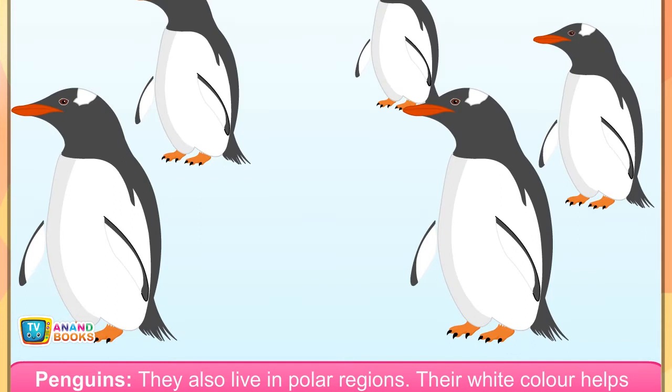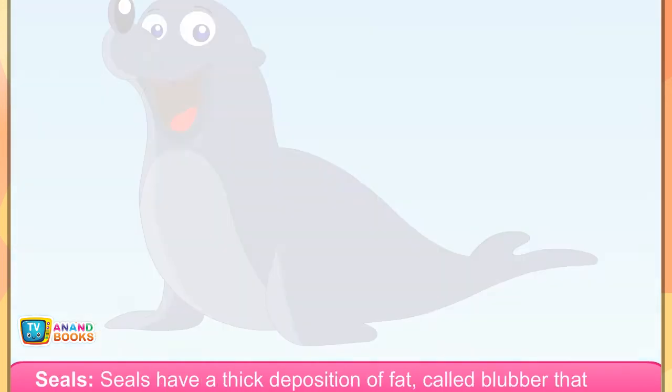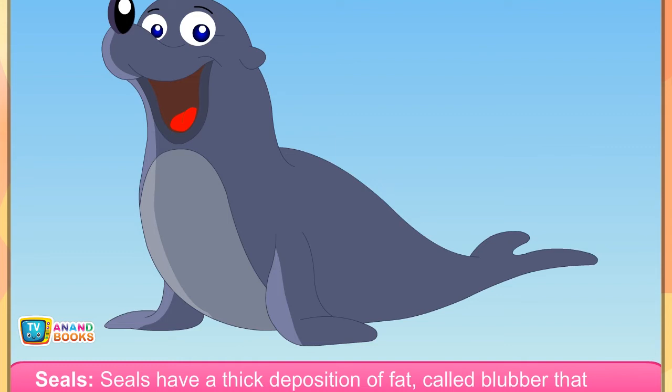Penguins. They also live in polar regions. Their white color helps them to camouflage. They huddle together in the cold, which keeps them warm. Seals. Seals have a thick deposition of fat called blubber that protects them from the cold.